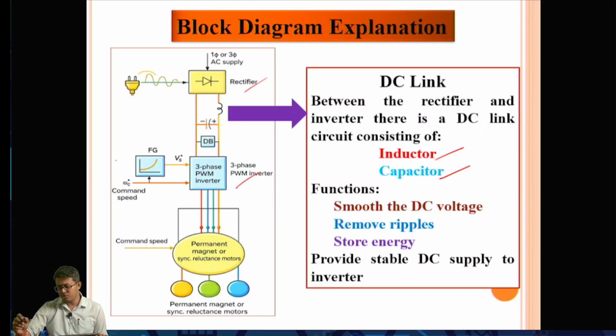When we convert this AC supply to DC using a rectifier, there may be some ripple. To remove that ripple or smooth the DC, or sometimes for storage purposes, we use this inductor and capacitor. It generates a stable DC supply for the inverter input.